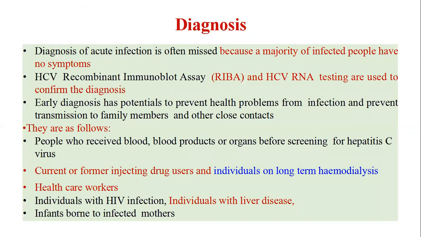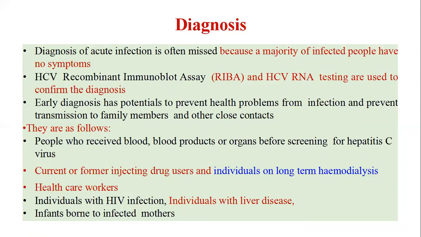So what is the diagnosis? Mostly, diagnosis of acute infection is often missed because a majority of infected people have no symptoms. They're asymptomatic. But if symptoms are there, you can go with the HCV recombinant immunoblot assay, which is called RIBA, and HCV RNA testing. These are the two established methods that can confirm whether HCV infection is there or not. So we can go for diagnosis with these two methods.